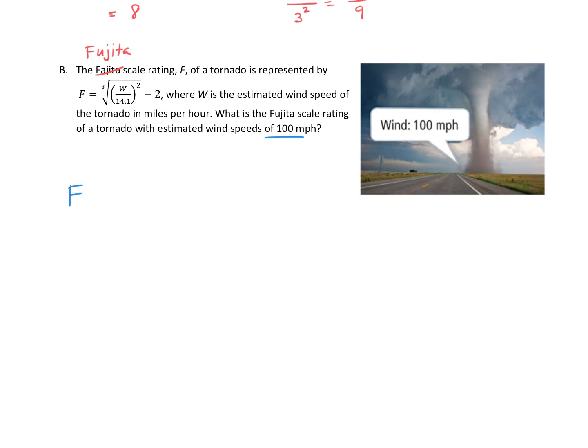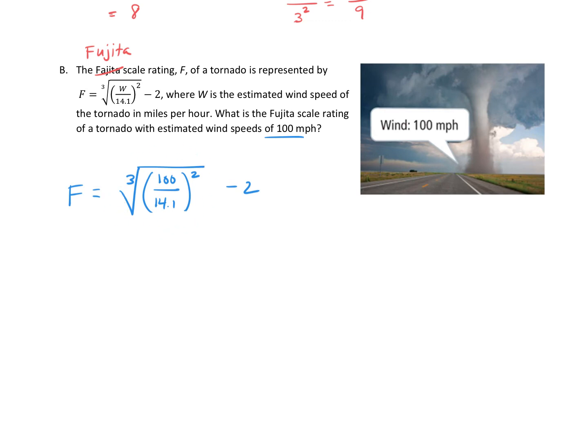So F equals, we have the cube root of that W, we're going to plug in a 100 for W, divided by 14.1. That is being squared, and we have a -2 on the end. That -2 on the end will be the last thing we do, but let's figure out how we deal with this.